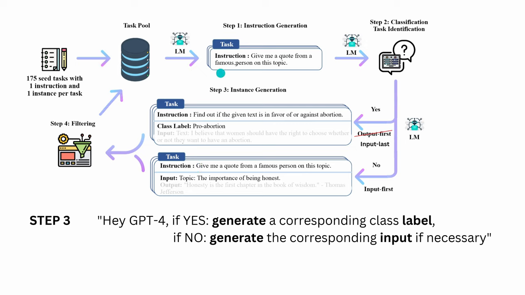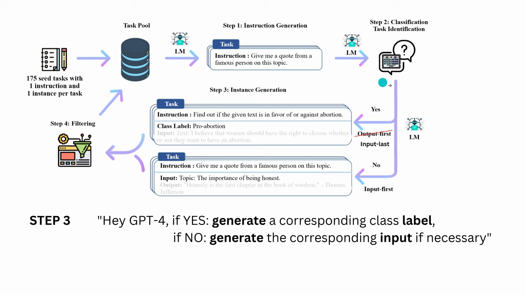So we have now the instruction, and it's exactly the instruction that we have here in step one. Give me a quote from a famous person on this topic. And now we say, okay, so generate the corresponding input if necessary. Now, at first, you have to generate what is the topic. So ChatGPT creates out of the blue a topic and says the importance of being honest. ChatGPT could have said the topic is, why is the sky blue? Or why are there two different parts of I don't know what? It just comes up with an artificial synthetic topic.